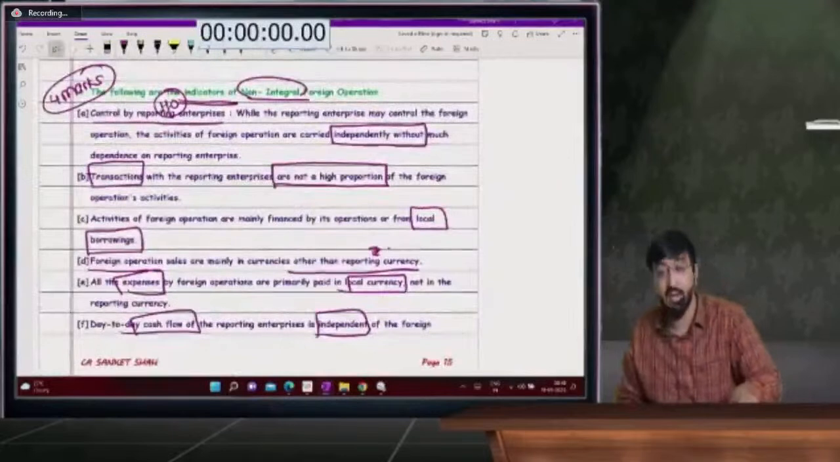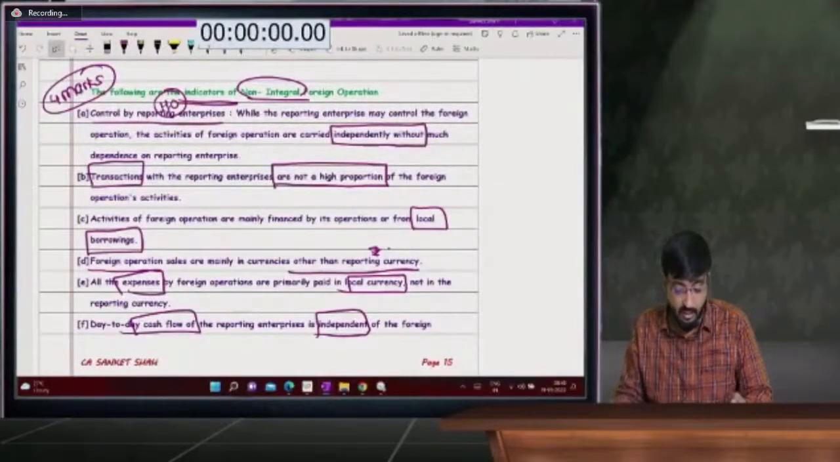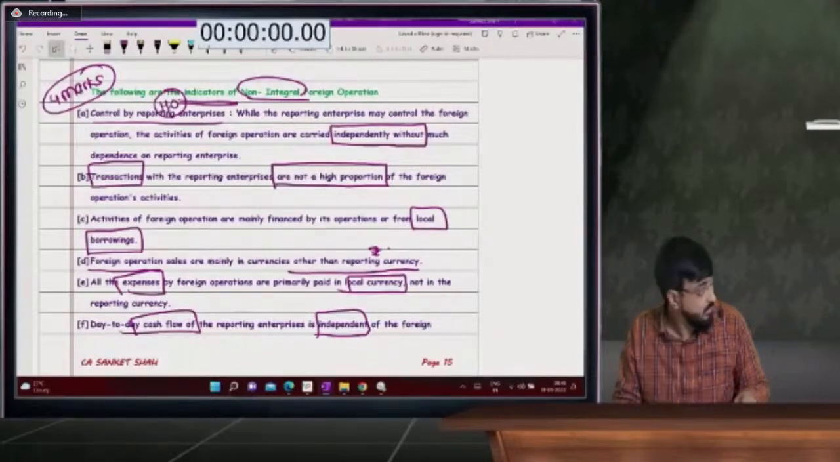Now you can write these indicators in the comment section. Yes, recall it and write in one line, two words.